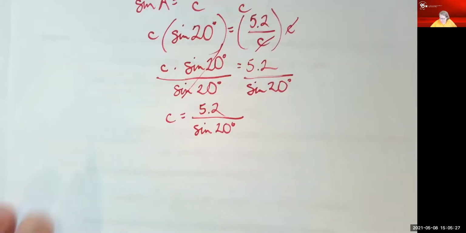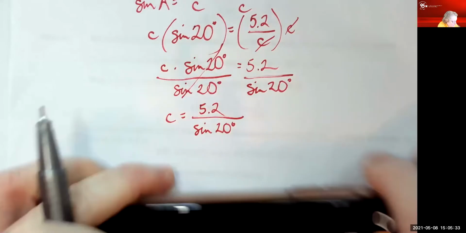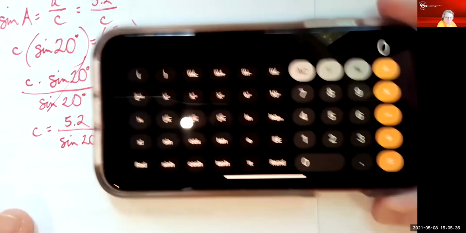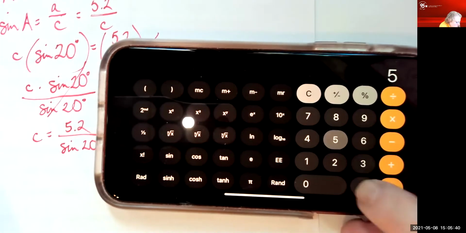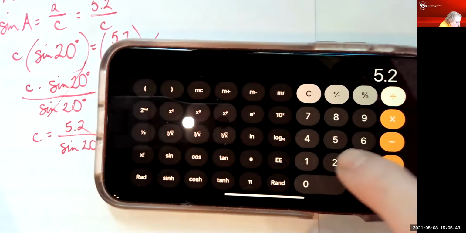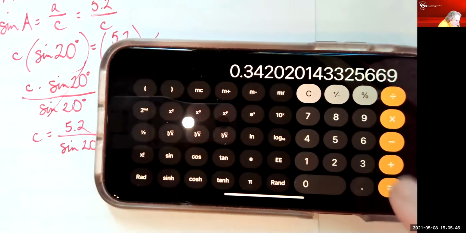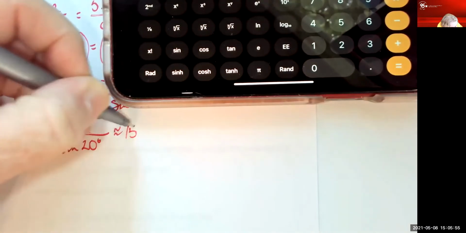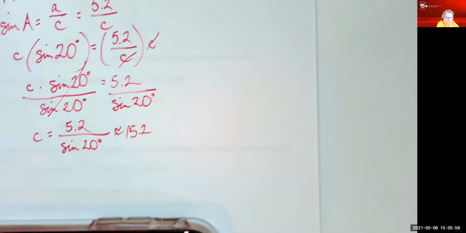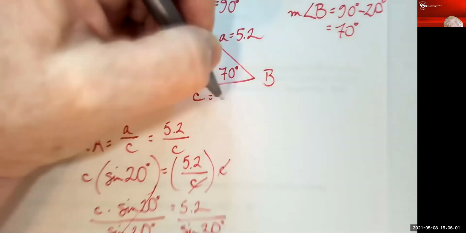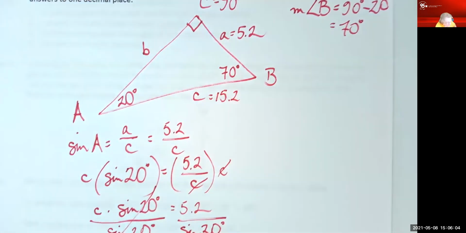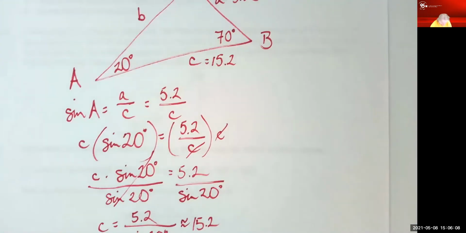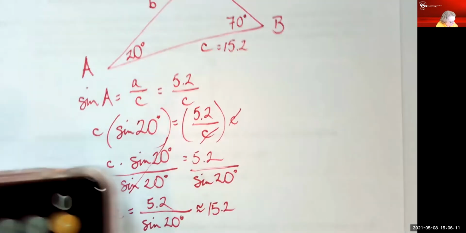Let's do this together. We know that C is 5.2 divided by sine of 20, equals, and I get that C is approximately 15.2 units long. That clunk you heard was my calculator falling.